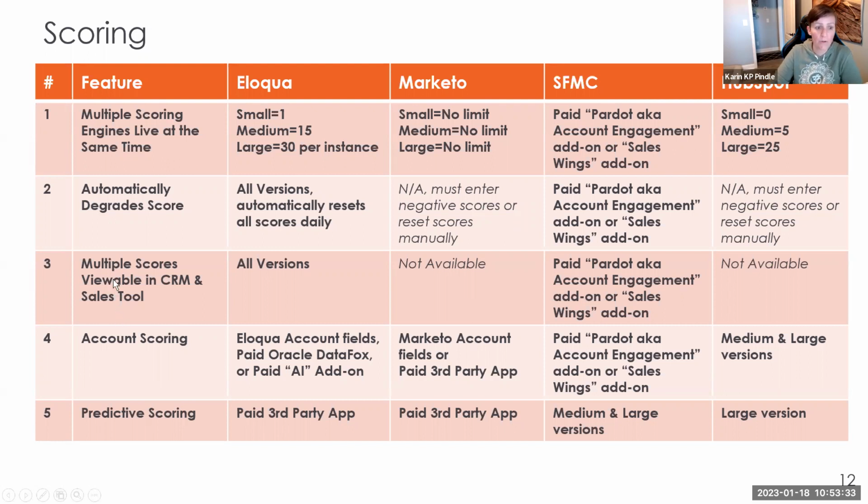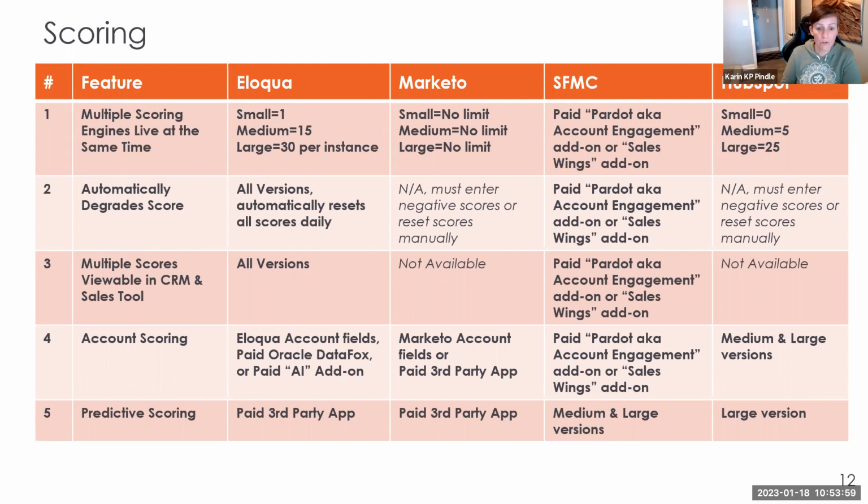And the multiple scores viewable, like that you could pass to your CRM if you have one, and viewable in these marketing automation platform sales tools that most of them provide. This is available in all versions of Eloqua. It doesn't work with Marketo or HubSpot. Only one score can pass to the CRM unless you do custom coding, but we're talking as much as we can out of the box today, again, out of the box.